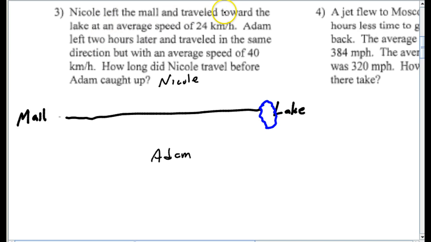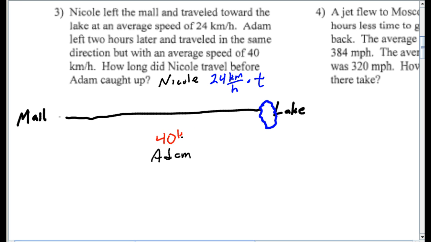So on the top, Nicole goes at 24 kilometers per hour. So we put that on top. We're trying to find out how long did Nicole travel. So I don't know how many hours. Find out. Let's see here. We know Adam left 2 hours later, and then he's going 40.